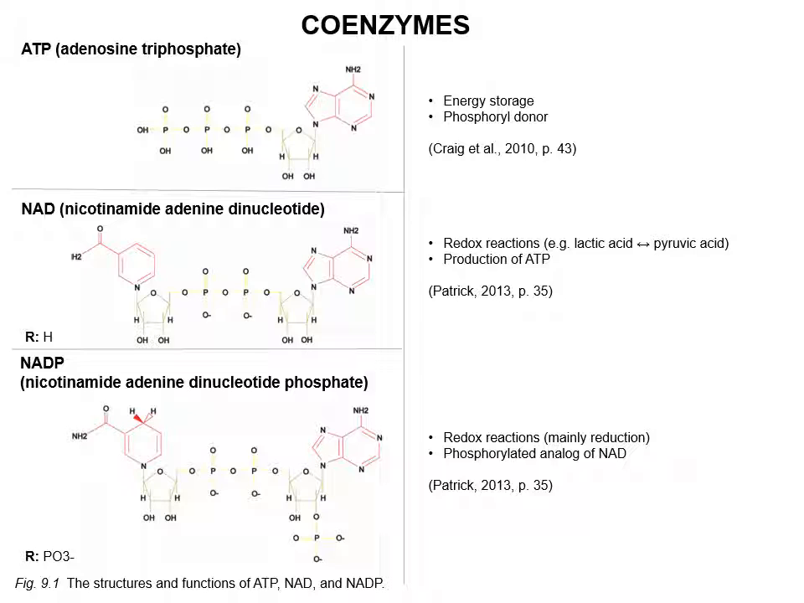NAD and NADP act as oxidizing agents in the TCA cycle. Apart from being involved in the production of ATP, NAD also functions as a cofactor of the enzyme lactate dehydrogenase during the conversion of lactic acid to pyruvic acid. NADP is the phosphorylated analog of NAD that is mainly involved in carrying out the reverse reaction as a reducing agent that donates protons. Both coenzymes participate in cellular respiration.